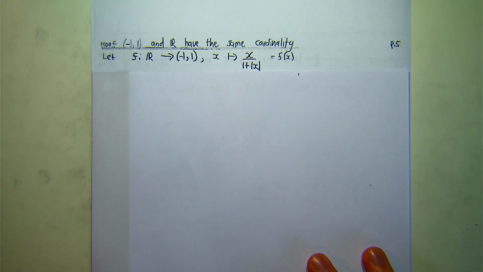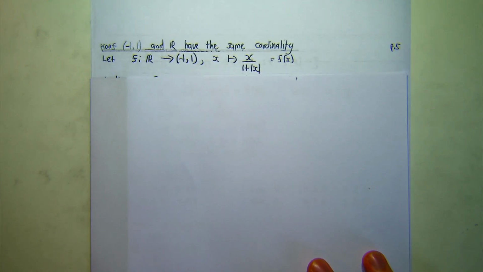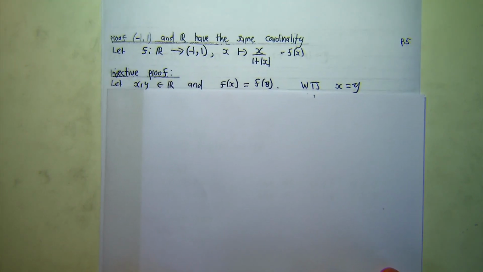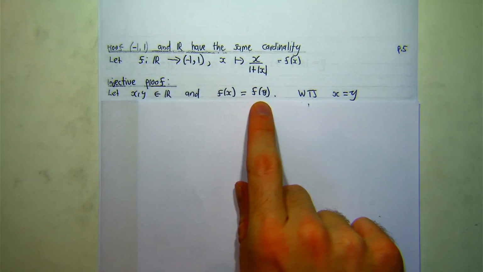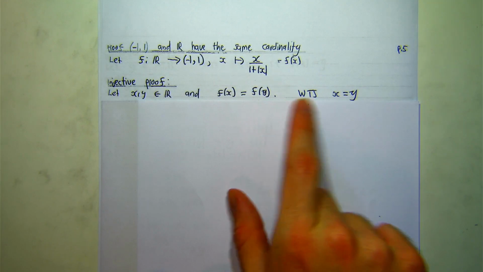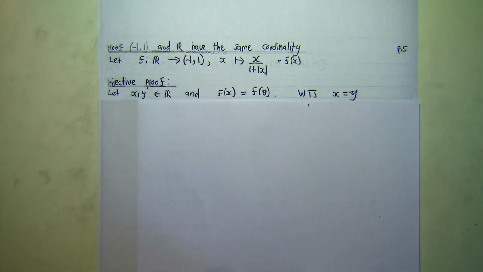And what we need to do is prove that this function is injective and surjective. So let's start with our injective proof. For our injective proof, we need to show that if f of x is equal to f of y, x is equal to y. So we can begin our proof by just letting x and y be elements in the domain such that f of x is equal to f of y.